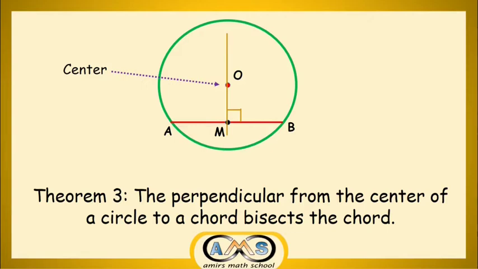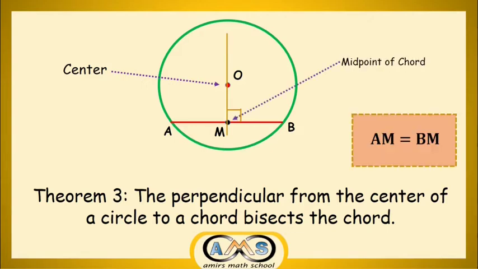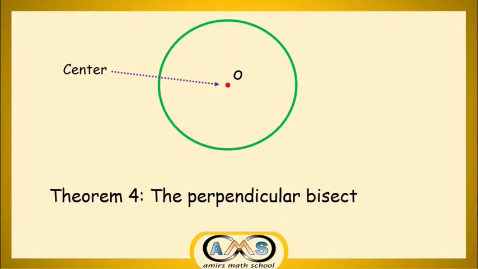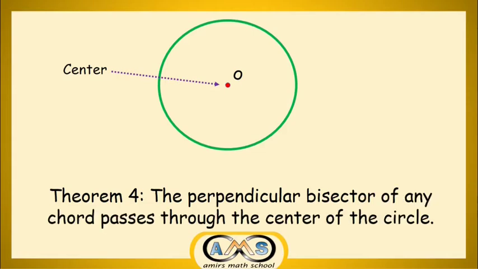In that case, M will be the midpoint of this chord. That is, AM equals PM. The next theorem is theorem 4. That is, the perpendicular bisector of any chord passes through the center of the circle.